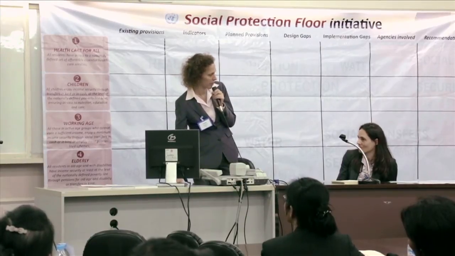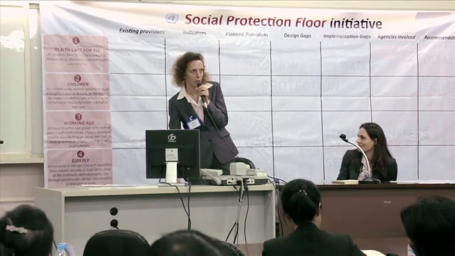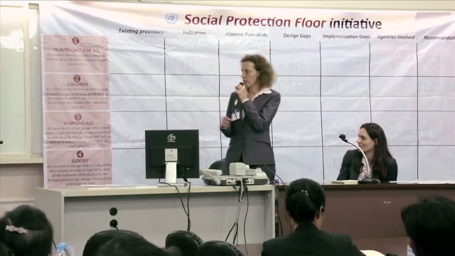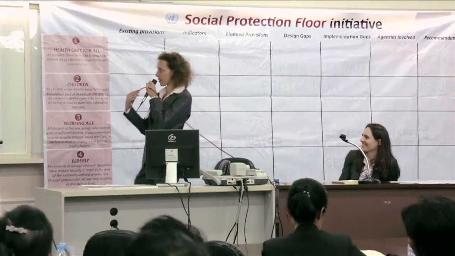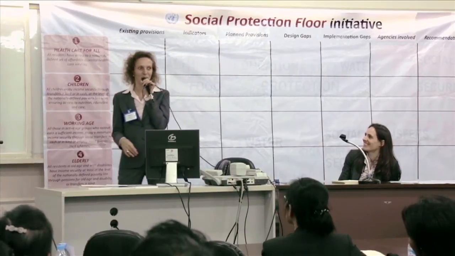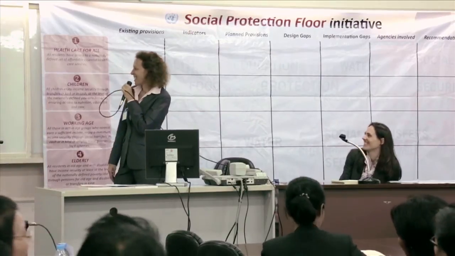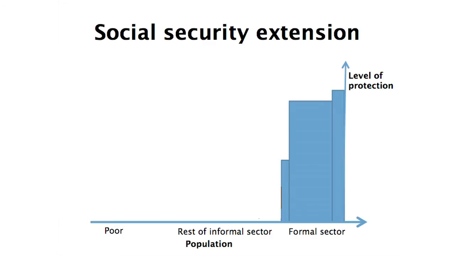So we go to the second part, which is how to extend social security and what is the ILO strategy to extend social security. If you look at this graph, many people here know this graph already because I'm always explaining this graph. So if you know me, you know this graph. On this graph, you have on the horizontal side the population of a country. Of course, it's very schematic. And on the vertical side, you have the level of protection.